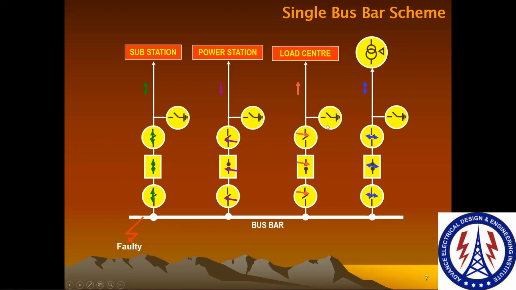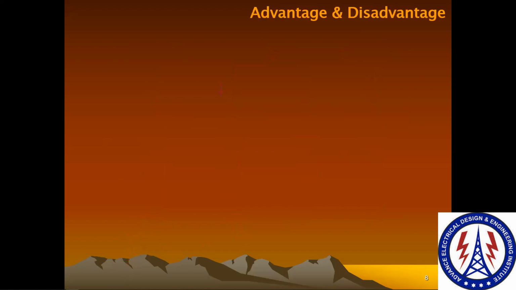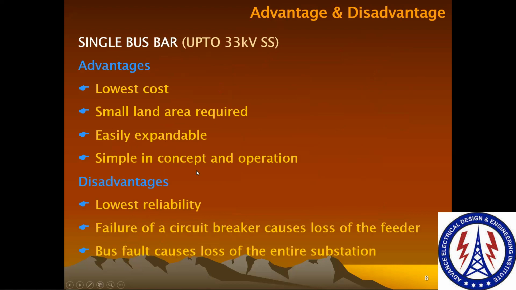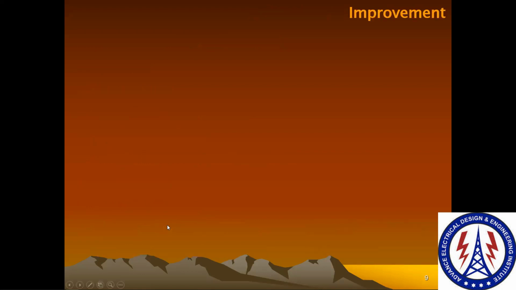It will become the blackout. When you clear the fault, again you can make it healthy. So what is the advantage, disadvantage of this? You can use single bus bar up to 33 kV. It is lowest cost, small land area required, easily expandable, simple in concept and operation. Disadvantages: lowest reliability, failure of a circuit breaker causes loss of a feeder, bus fault causes loss of the entire substation, which we have seen here.